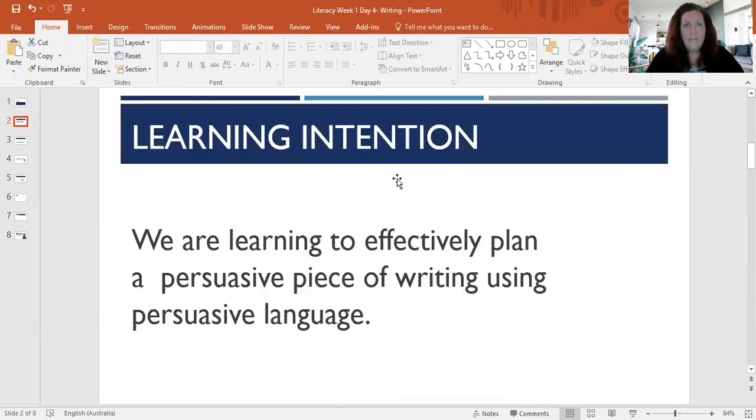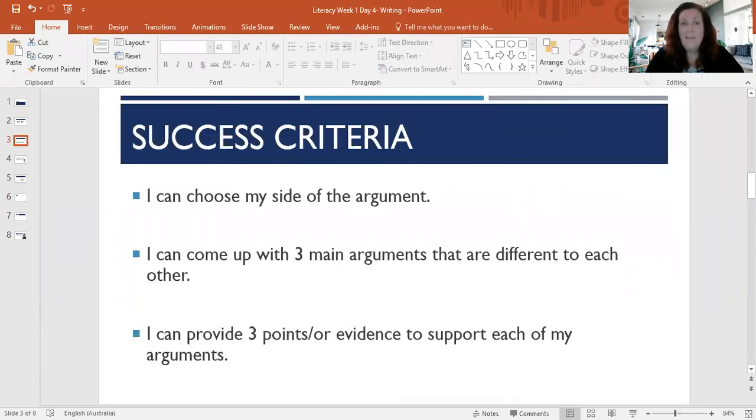Our learning intention for today: we are learning to effectively plan a persuasive piece of writing using persuasive language. To be successful, I can choose my side of the argument. I can come up with three main arguments that are different to each other, and I can provide three points or evidence to support each of my arguments.